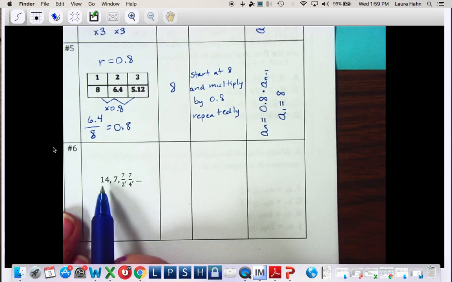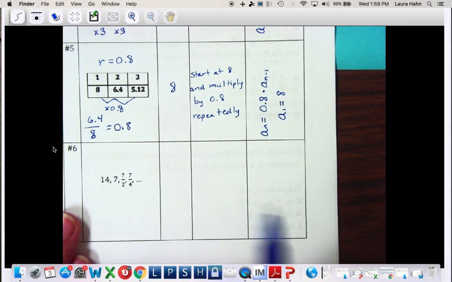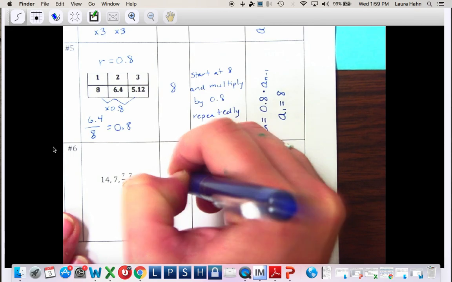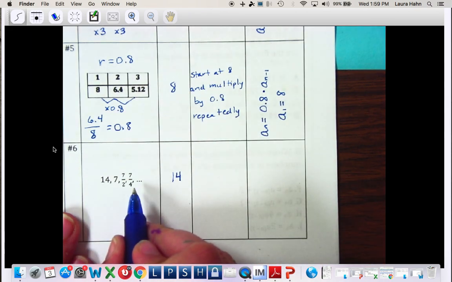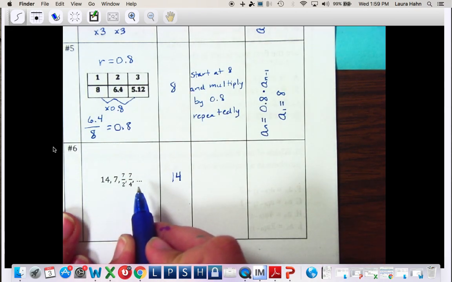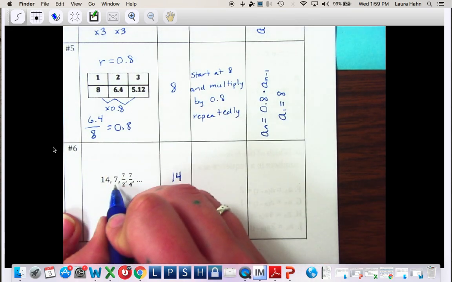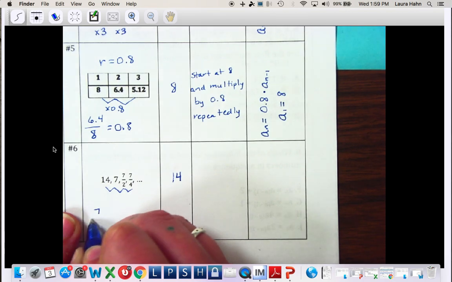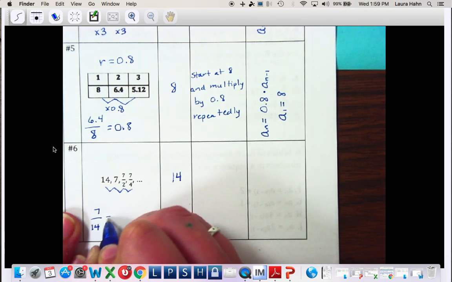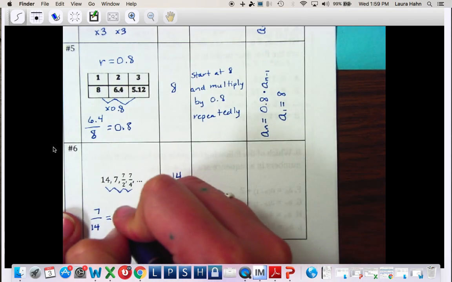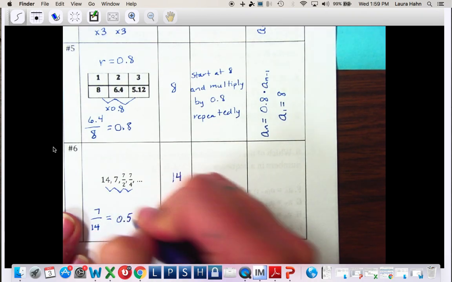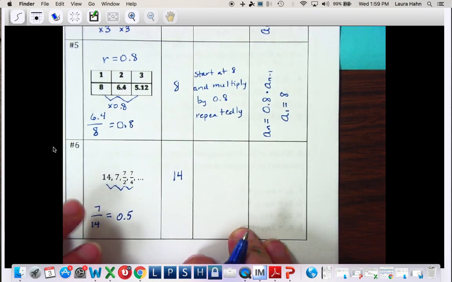Okay, so on this one, we were going from 14 to 7 to 7 halves to 7 fourths. My first term is 14. Since it's going down, I know it's going to be multiplying by a number less than 1. So to figure that out, we take our second number and divide it by our first number. 7 divided by 14 is 0.5. Okay, so let's not just trust it. Let's try it out.